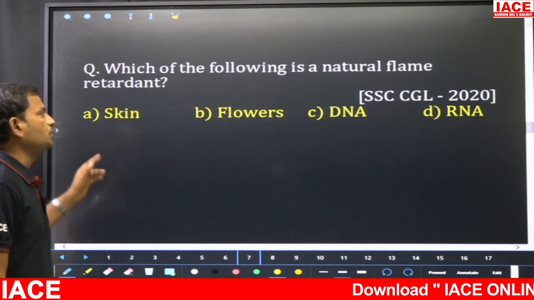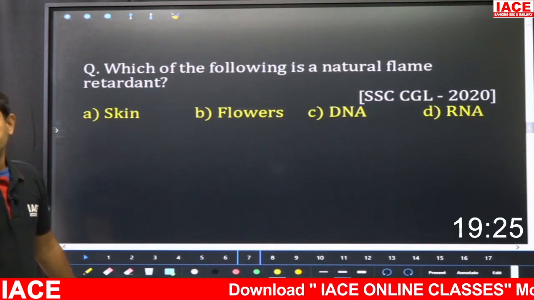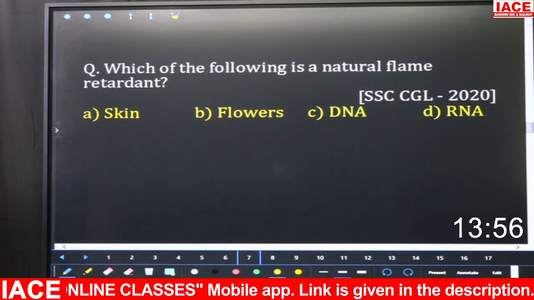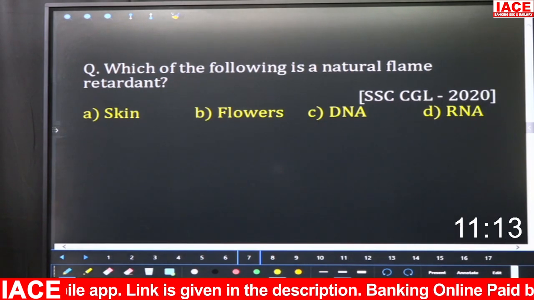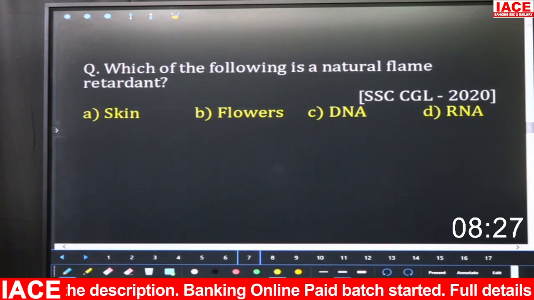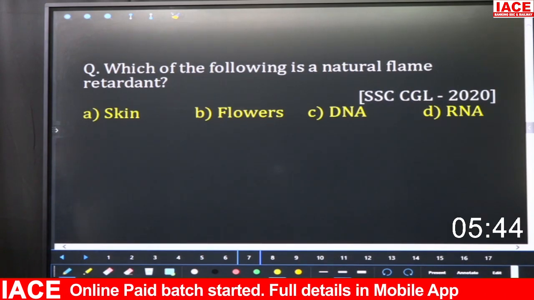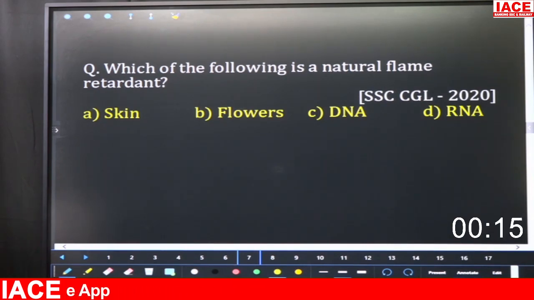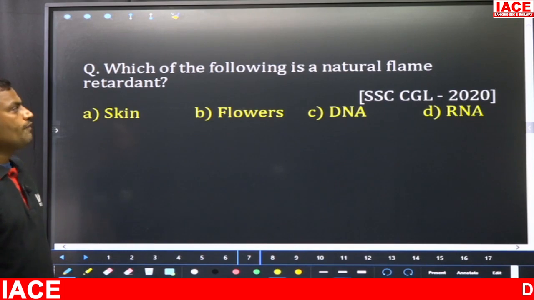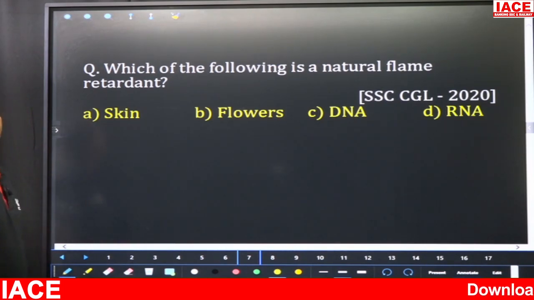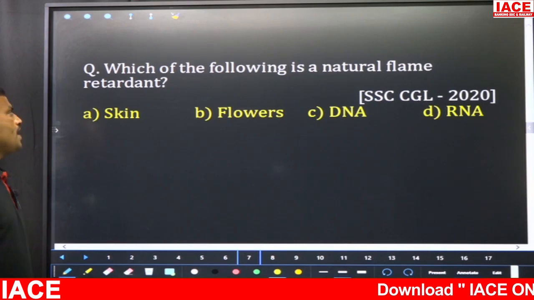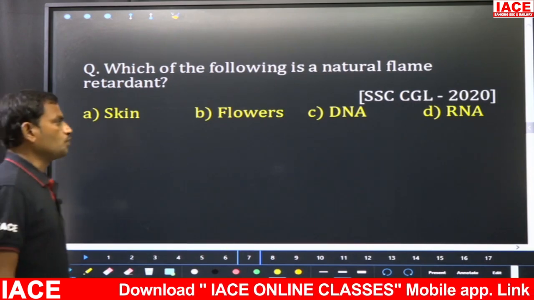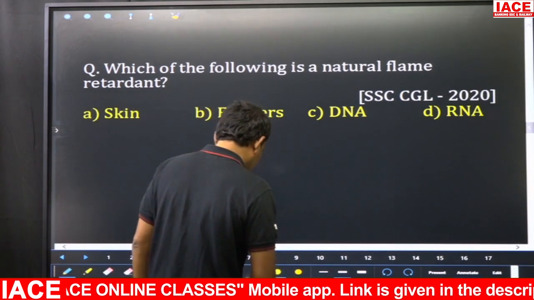Here comes your next question on the screen. Your time starts now. So the timer is off. Which of the following is a natural flame retardant? Oh, this question appeared in SSC CGL 2020.